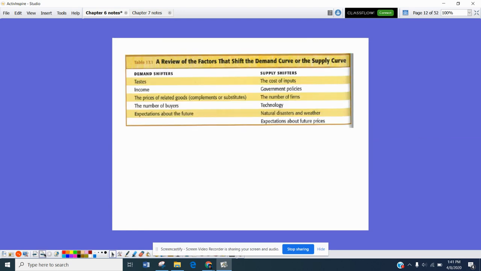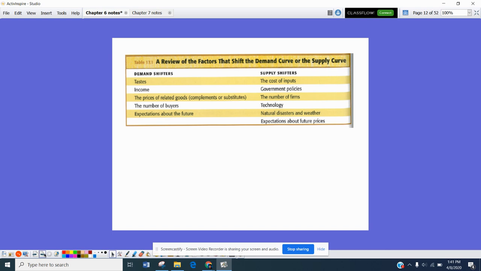Going on. Just a little review. If you remember back to chapters 4 and 5, we talked a lot about supply and demand, some reasons why your supply and demand curves would shift. When we talk about demand, it could be taste, it could be income, it could be prices of those complement or supplementary or substitute goods, the number of buyers, expectations about the future and the goods in the future.